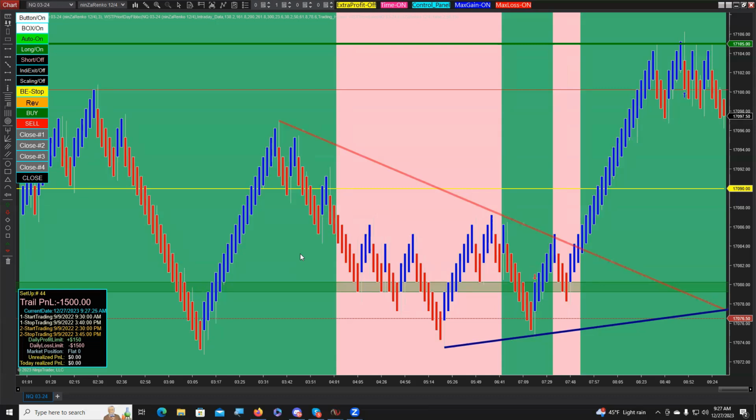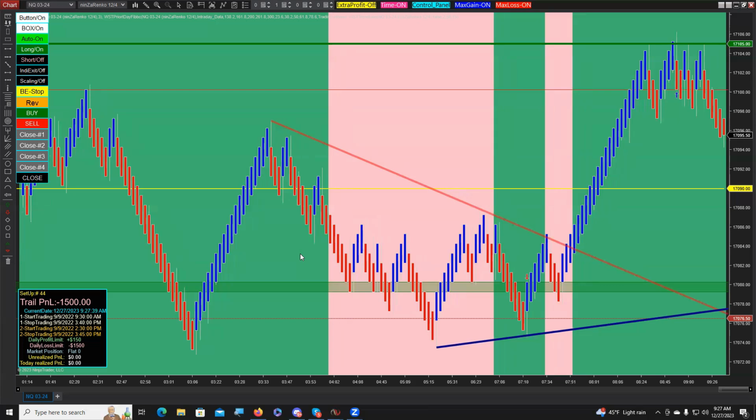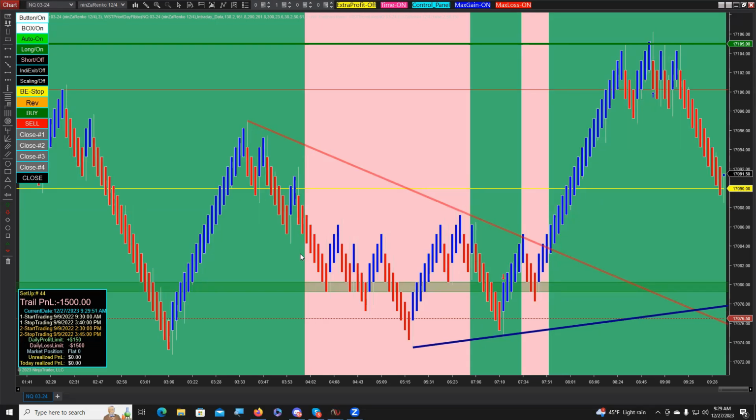All right, almost 9:30. We're going to open up soon. Now, unlike the crude oil, Nasdaq is nicely above the midpoint, which means in the Nasdaq, I'm not looking for short trades right now. I am looking for long trades only, and the strategy is enabled only on the long side. All right, so once again, only looking for longs.